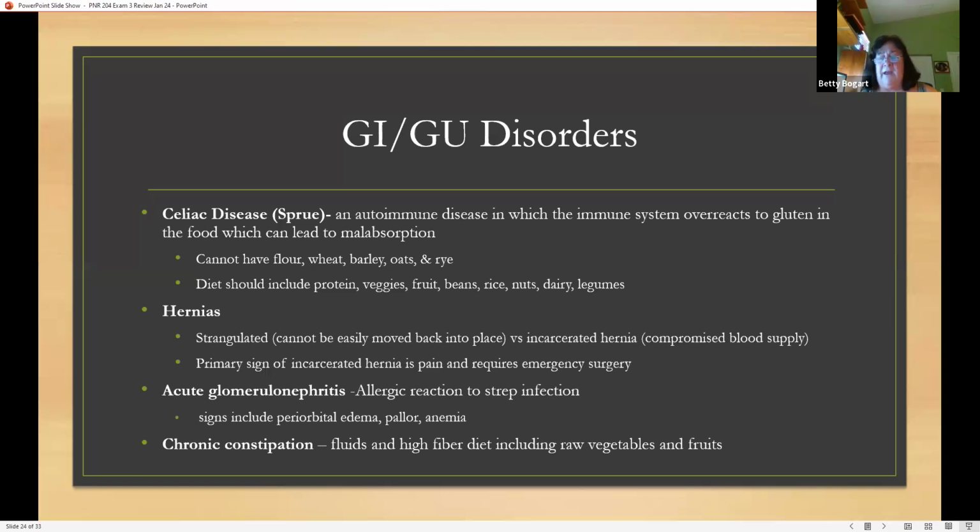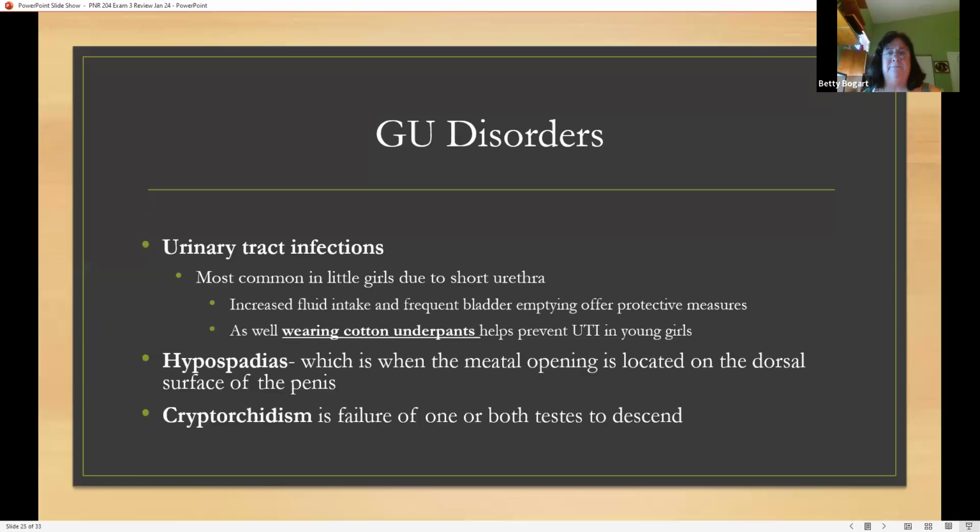Again, glomerulonephritis is due to strep. And then constipation, common in kids. It could be an emotional thing or just diet. How do we treat it the best way? Well, we don't give enemas. We don't like giving laxatives. So we do it the natural way. Raw fruits, raw vegetables, and high fiber. Don't cook them. They need to be raw. They need it that way.